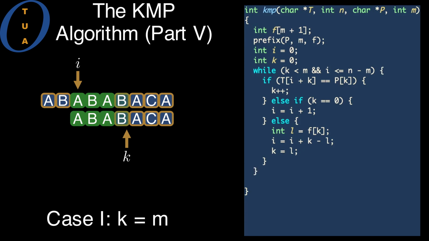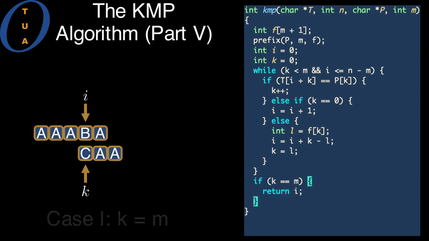Once the while loop finishes, we check for the reason why. If the while loop ends because k becomes equal to m, it means that we have found an occurrence of the pattern in the text. We return the offset at which the pattern has been found.